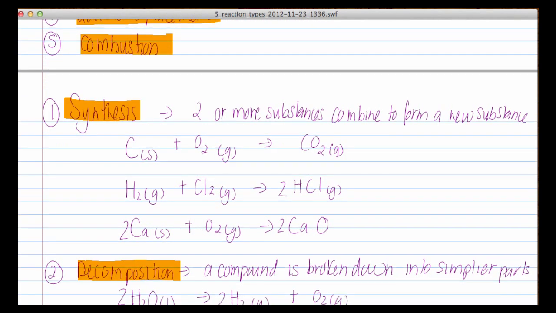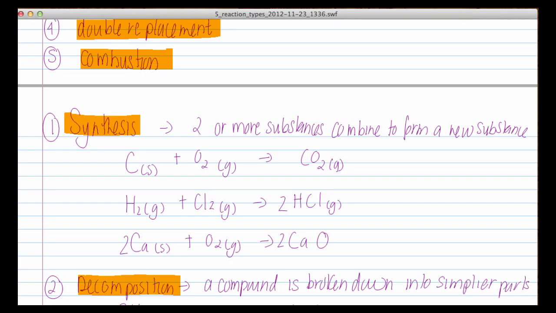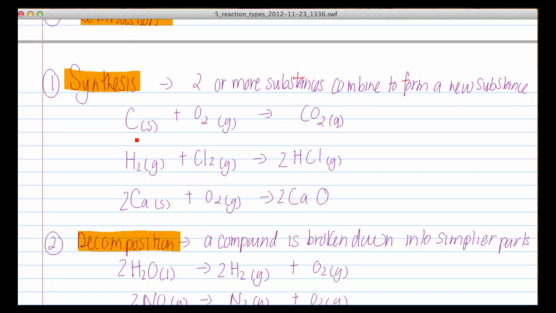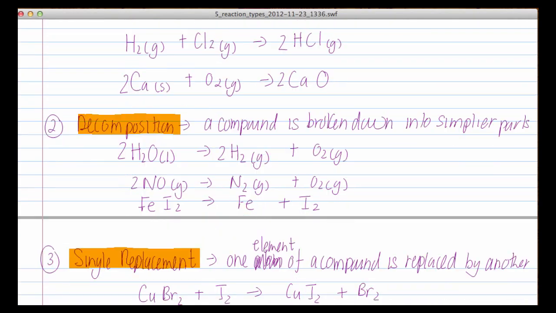A synthesis reaction is when 2 or more substances combine to form a new substance. So our examples here are carbon reacting with oxygen to form CO2 gas, hydrogen gas and chlorine gas reacting to form hydrochloric gas, and calcium and oxygen reacting to form calcium oxide.